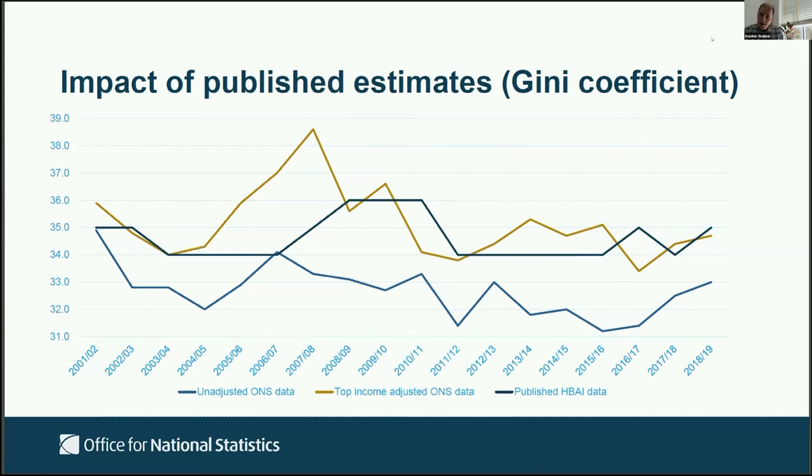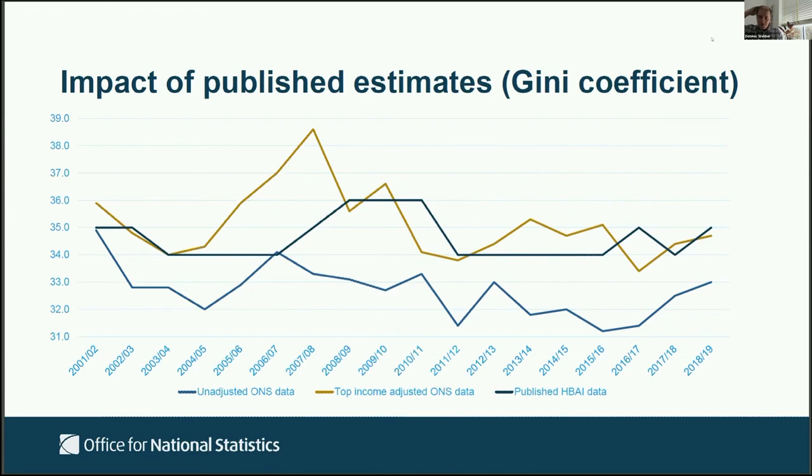Then the dark blue line there is our Gini coefficient series after an adjustment has been placed, and you can see that income inequality increases, which is no great surprise. We've basically inflated the number of very rich people we have in our data set and generally given them more income. So we would expect observed levels of income inequality to go up. And then next to that, on the yellow line, I mapped the households below average income series. Sorry, I've got that the wrong way around. The yellow line is the top income adjusted ONS series, and the dark blue line is the HBAI series.